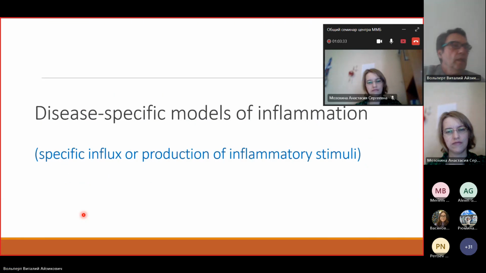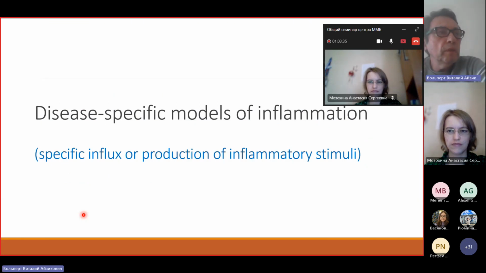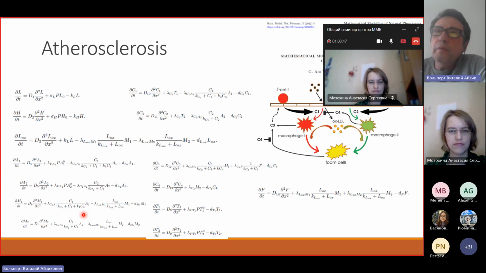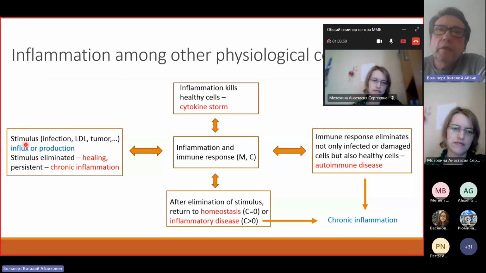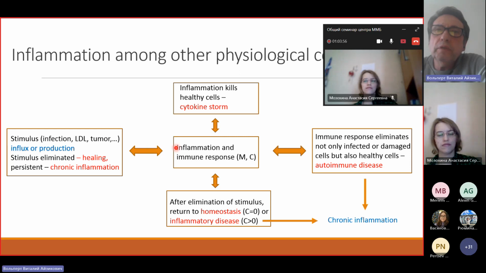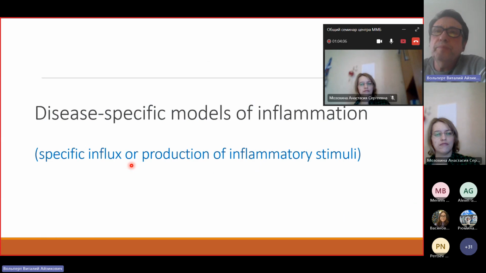Okay, so I have only 10 minutes, so the remaining part will be very quick and very short. Disease-specific models of inflammation. What I showed here, you see these different stimuli can initiate inflammation, and then this two-sided influence is very important, whether the stimulus is eliminated or not. And how it works depends on each specific disease.